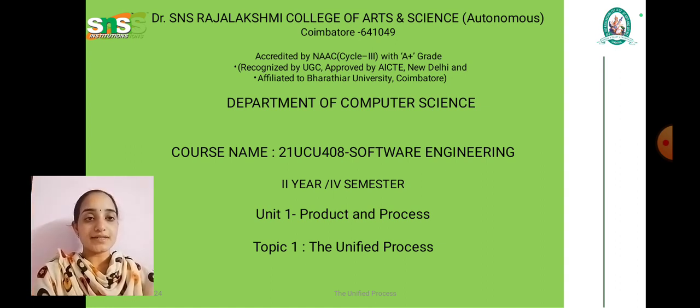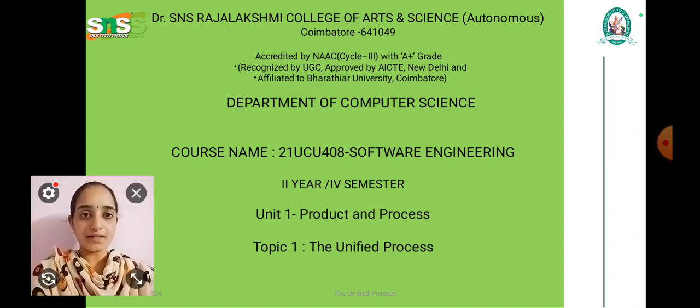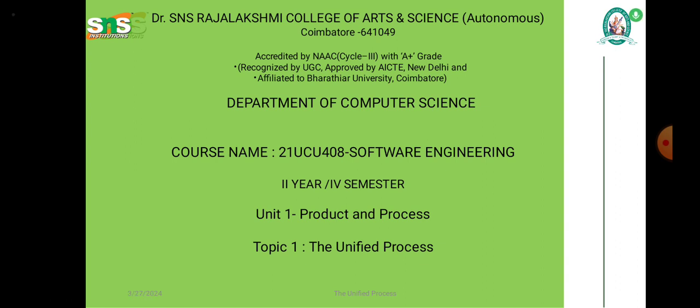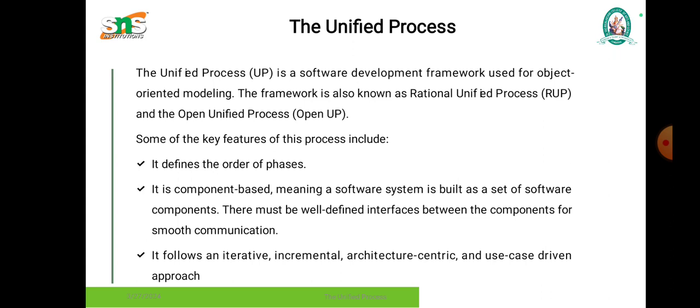Now we are going to discuss the unified process model in the software engineering development lifecycle. Let's discuss. The unified process is a software development framework which is used for object-oriented modeling. The framework is also known as the Rational Unified Process or Open Unified Process, that is, UP or Open UP.